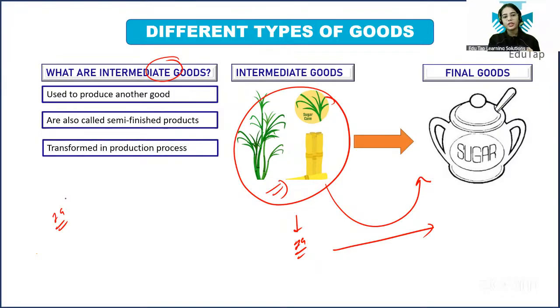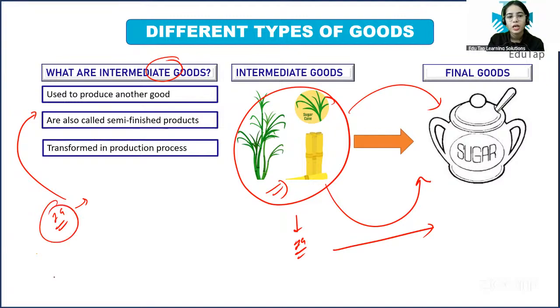Intermediate goods, they are used to produce another good. Okay, very good, everyone. So you have understood the concept. But let me just give you the definition. So intermediate goods, they are used to produce another good.